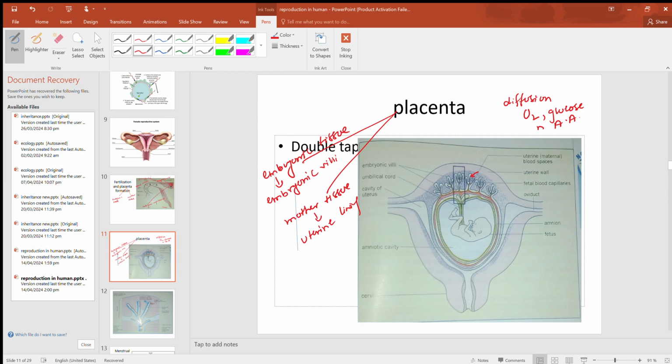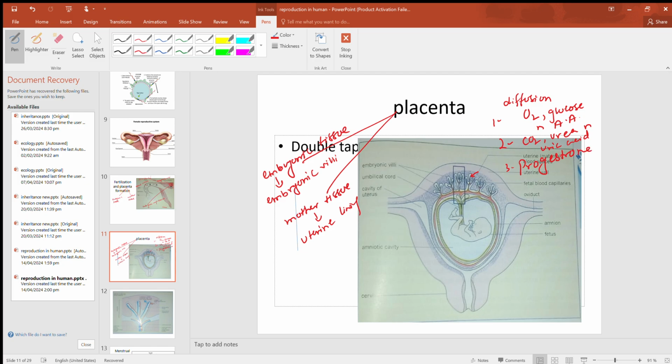That is the first point. Then it allows the removal of carbon dioxide, urea and uric acid, of course from where to where? From the embryonic villi into the mother's blood spaces. That is the second point. And the third point, it secretes progesterone.